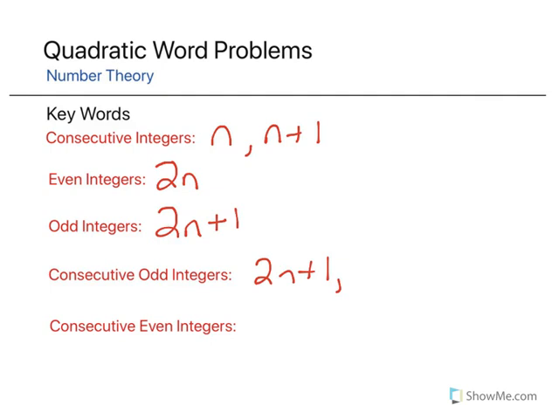So I'm going to add 2 to the previous one, which gives me 2n plus 3. We would say that 2n plus 1 and 2n plus 3 are consecutive odd integers. You can choose any number for n, substitute it in, and it will work.